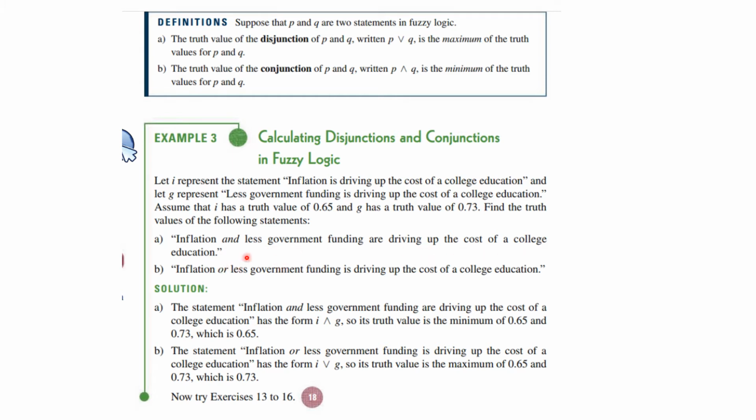Then if we say inflation and, that's the conjunction, less government funding are driving up the cost of an education, that and is telling us we're going to be using the minimum. If we say inflation or less government funding is driving up the cost of an education, that is an or, the key word, so that is going to be the maximum of those truth values. And so for part A, it was going to be the minimum of 0.65 and 0.73, which is 0.65. And in B, it was the maximum, and so we're taking 0.65 and 0.73. The maximum of those two is 0.73.